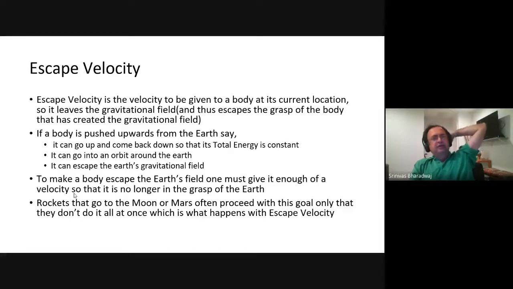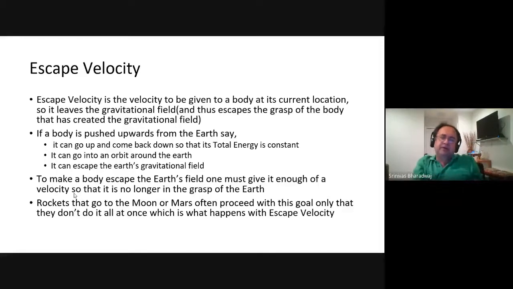Now we introduce this idea called escape velocity. Escape velocity is the velocity to be given to a body at its current location so that it leaves the gravitational field of the planet or whatever body it is revolving around. If a body is pushed upwards from the Earth, it can go up and then come back down. If you throw a ball, it just comes right back at you and falls on your head.